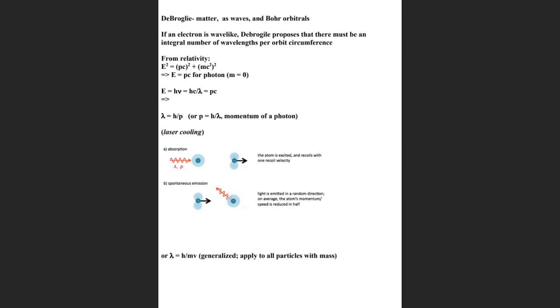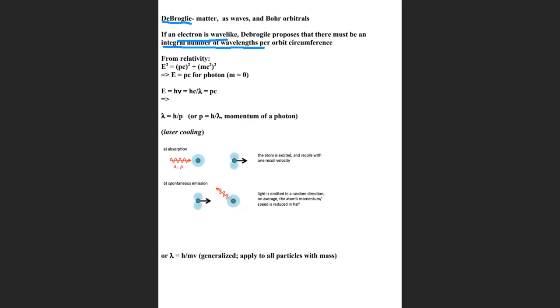On the next page of the handout, lecture 13, a guy named de Broglie had an answer. De Broglie said, well, light acts like particles, so what if an electron is wave-like? Then there must be an integral number of electron wavelengths per orbit circumference.